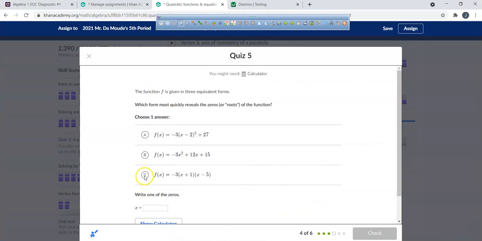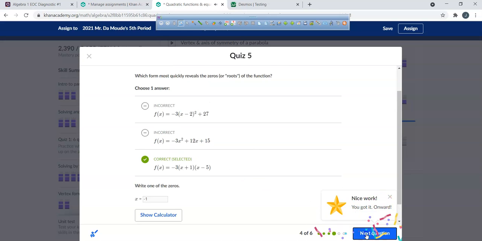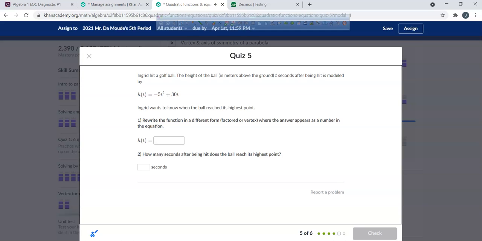All right, so here we go. So that reveals the zeros, and one of our zeros, what number could you plug in there? A -1 or a 5. 5 is easy to plug in. Let's plug in -1. Nailed it. Good job. I'm going to go ahead and pause the video.